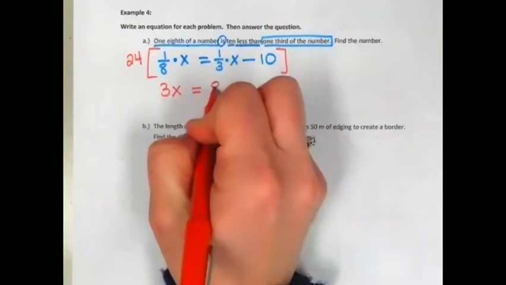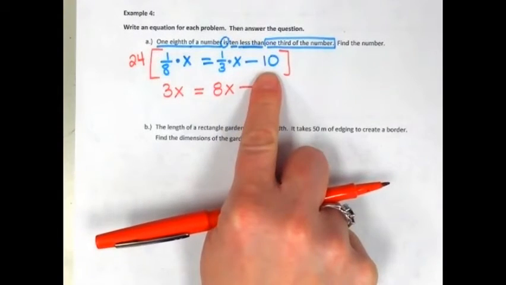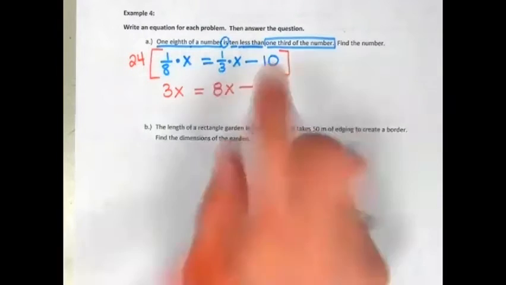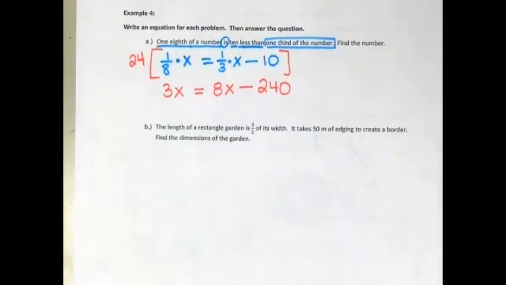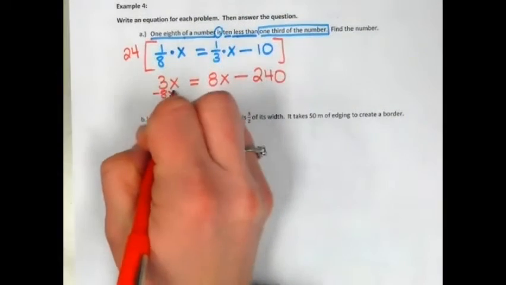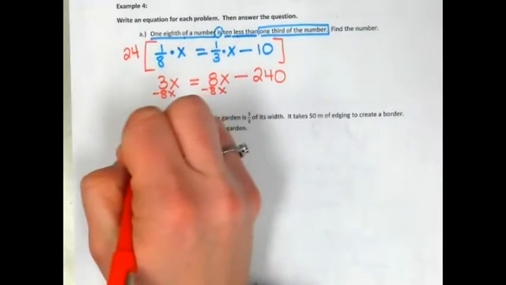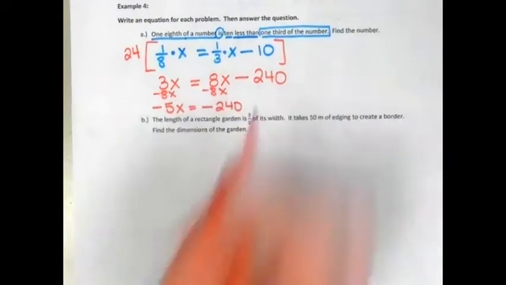8x, minus 24 times 10. 240, thanks. Now we have no fractions. Can we solve this? Yeah. How do I move 8x over to the 3x? Subtract it. And what's 3x minus 8x? Negative 5x equals negative 240. And then what?